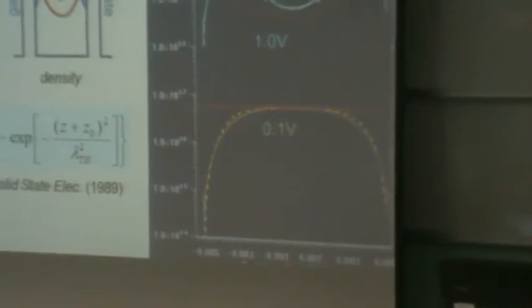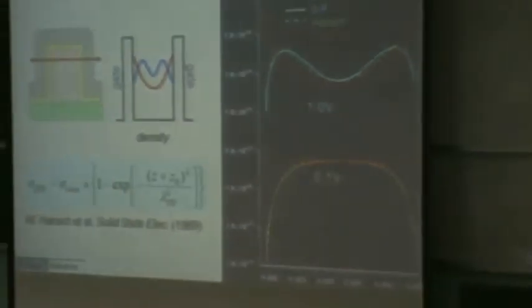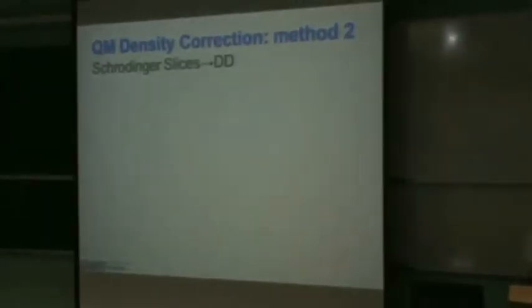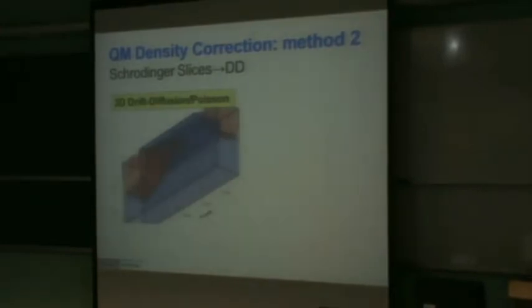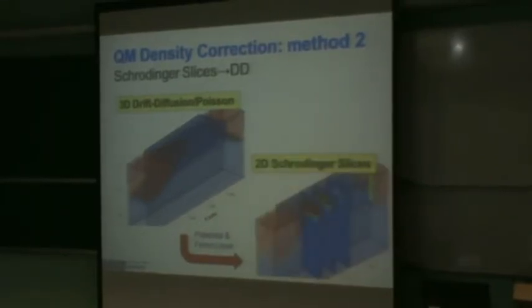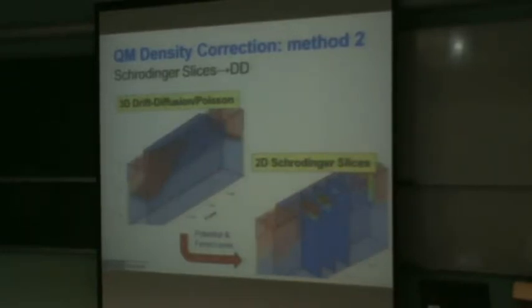If we go to a very difficult problem where we're not calibrated for that particular device, we have to do something different. That different thing that we do is this: we solve drift diffusion equations, then we take out the potential and Fermi level, and then we solve Schrodinger's equation exactly in slices along that channel. Then taking those exact quantum density results, we use a sophisticated fitting function, and we put that back into Poisson's equation in drift diffusion, and we iterate this process until we get a self-consistent solution.